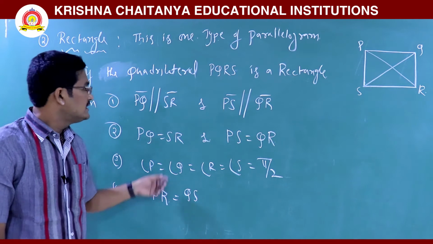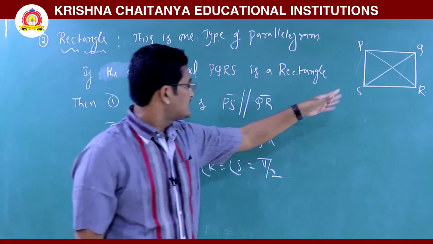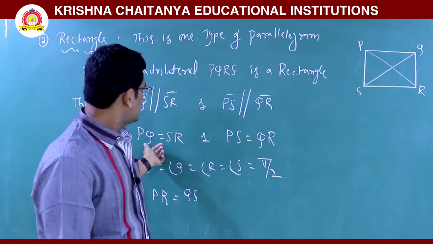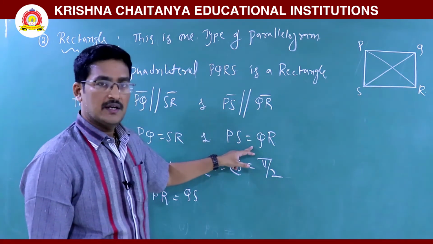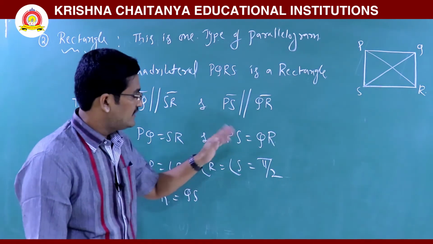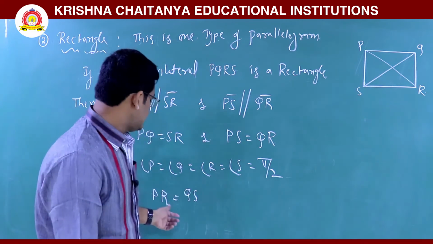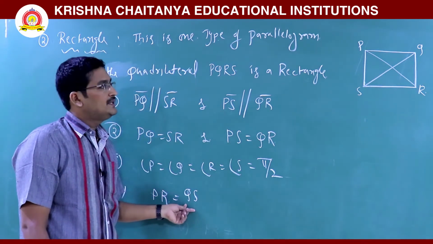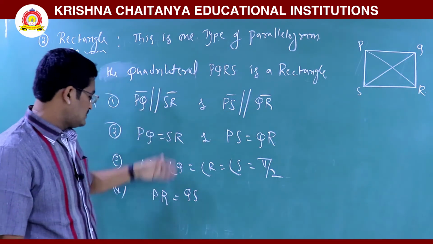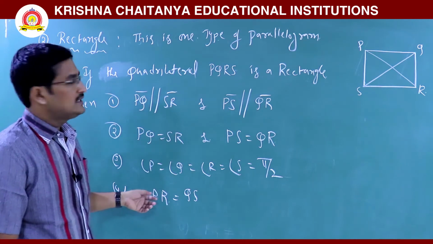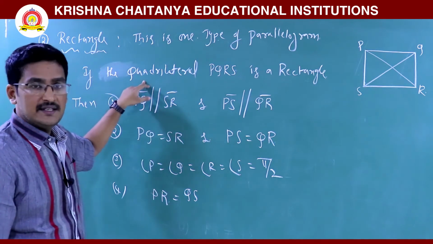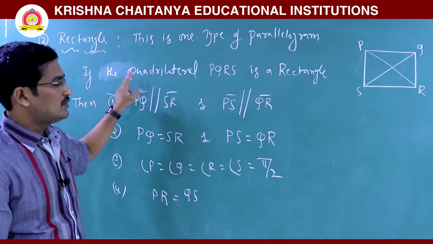So what this says: PQ bar is parallel to SR bar and PS bar is parallel to QR bar. Opposite sides are parallel. PQ is equal to SR and PS is equal to QR. Opposite sides are equal, and every angle between any two adjacent sides in that figure should be 90, and the lengths of the diagonals are also equal. So if this quadrilateral PQRS follows these four conditions, then we have to say that PQRS is a rectangle. You just have to remember this.